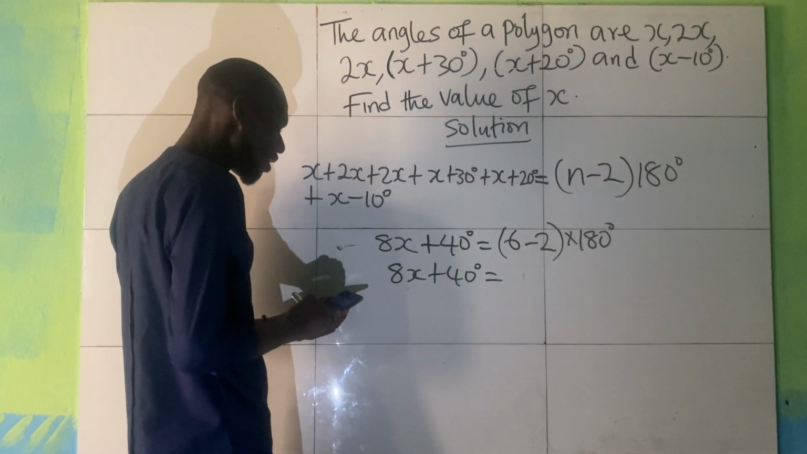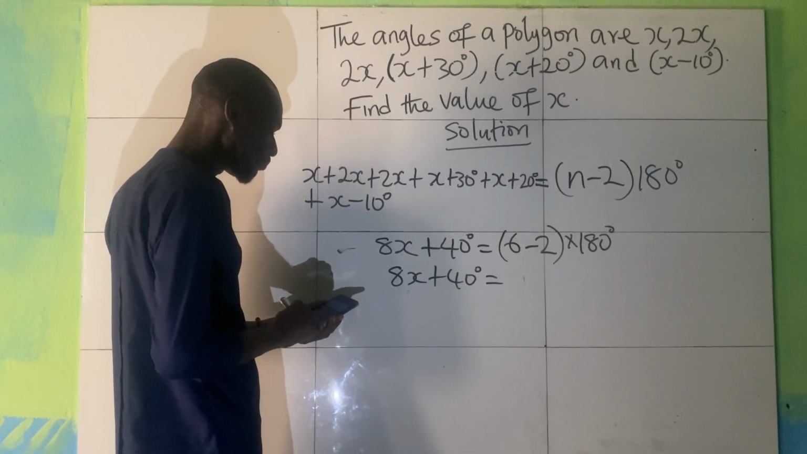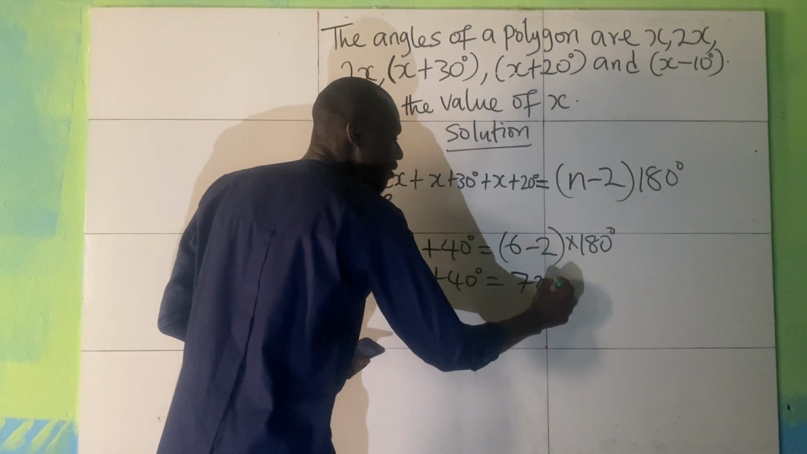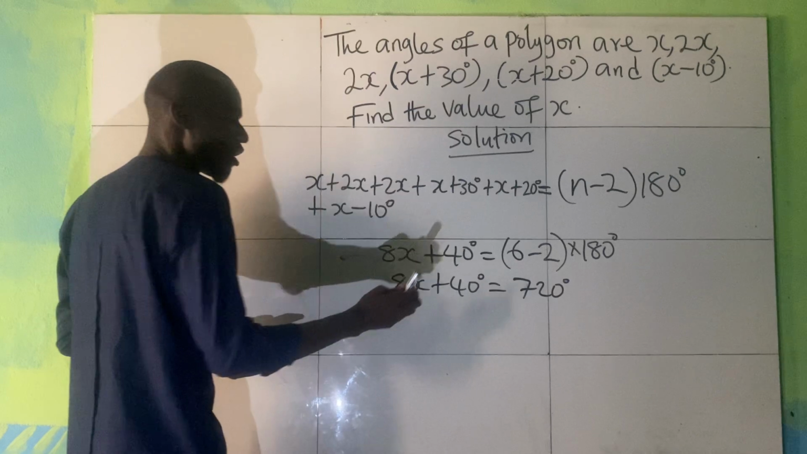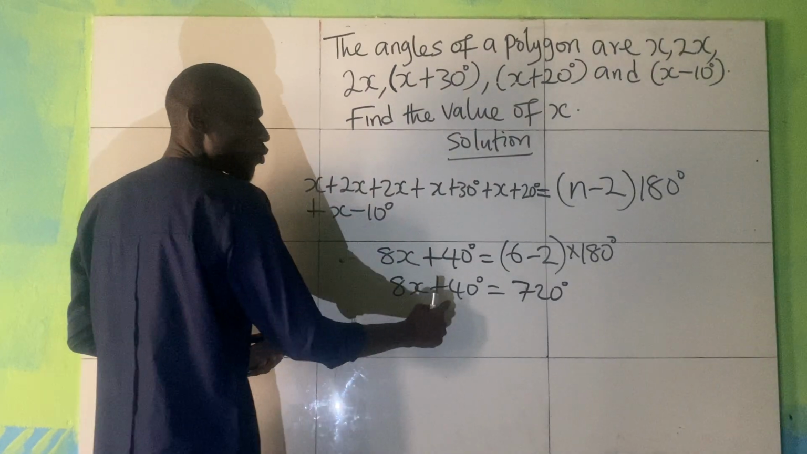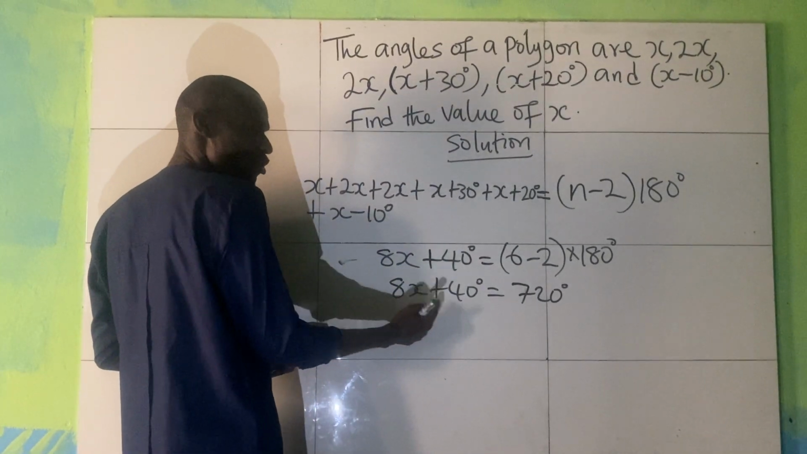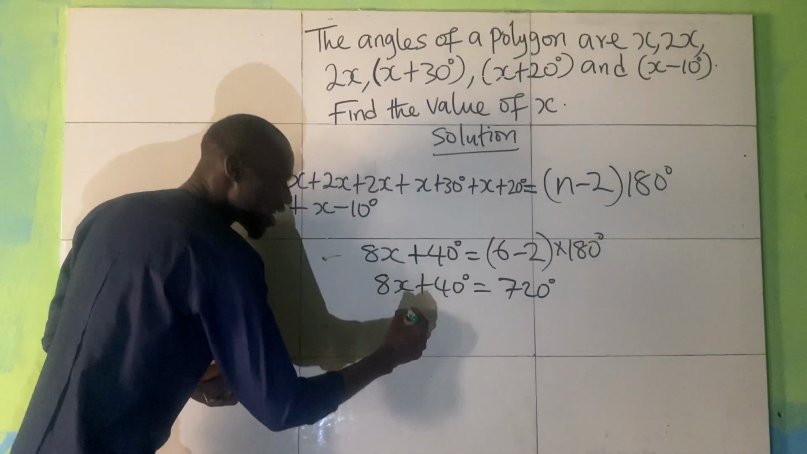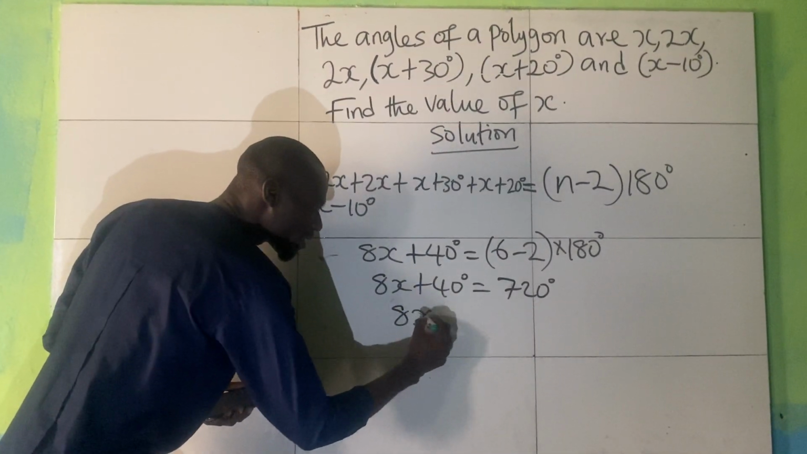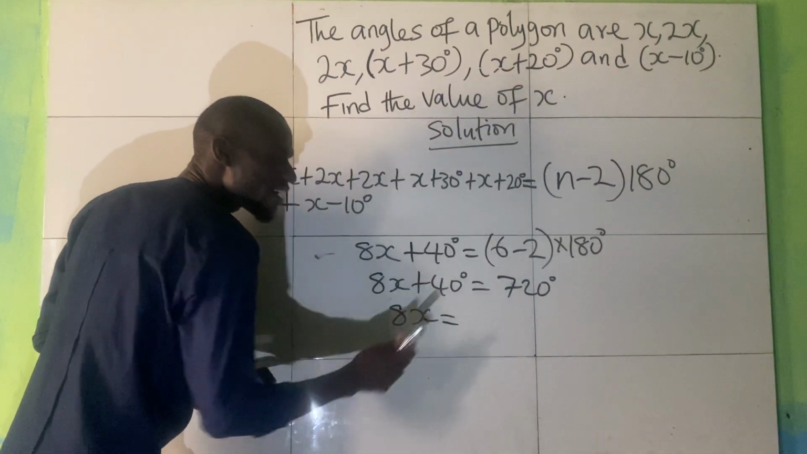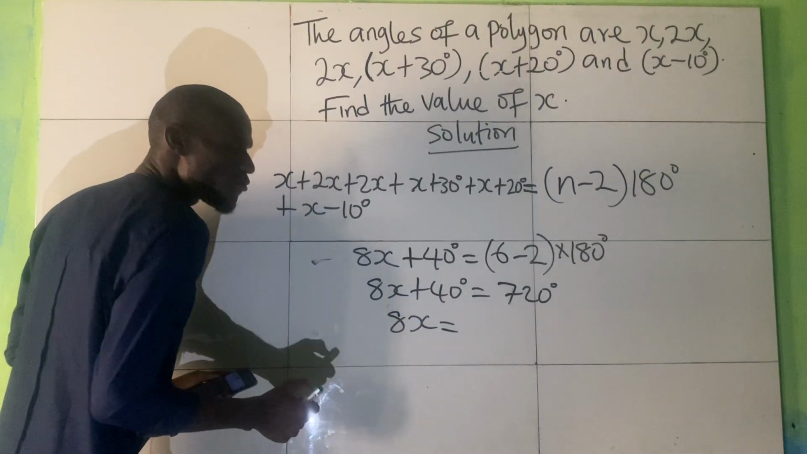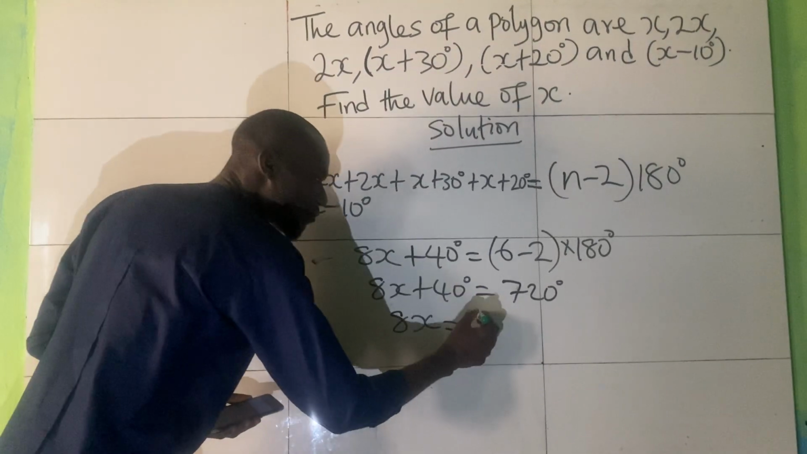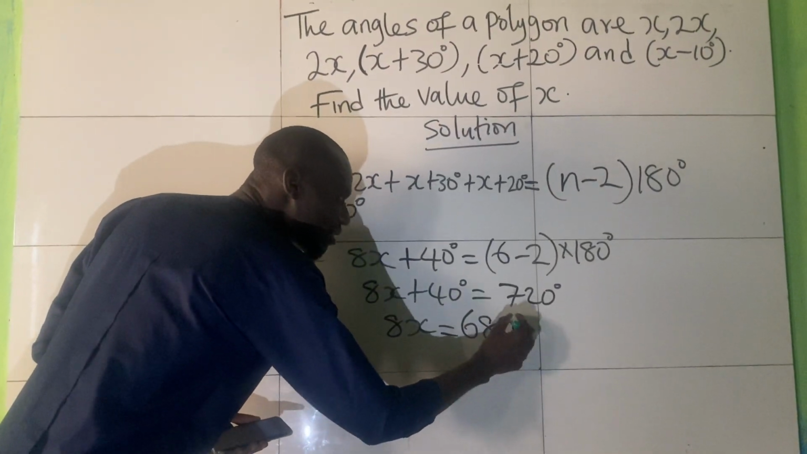4 multiplied by 180 will give us 720 degrees. So now we are going to look for a way to make x the subject of the formula. So we subtract 40 degrees from both sides. If we do that, it will now be 8x equal to 720 minus 40 degrees, which will give us 680 degrees.